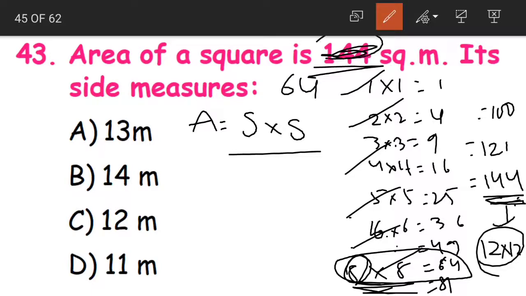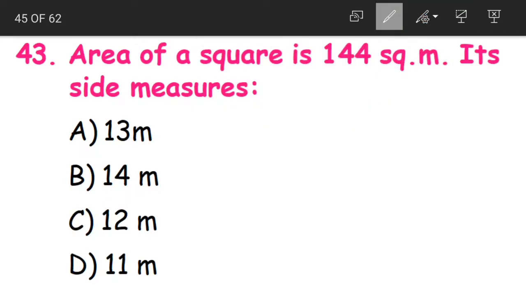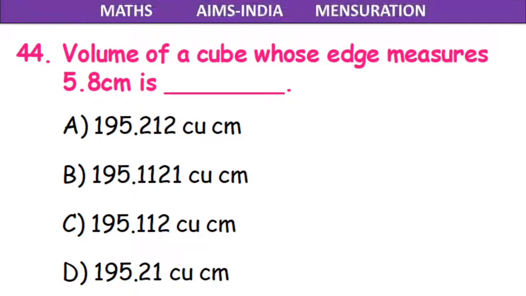Here it is given as 144. So the side of the square becomes option C, 12 meters. I hope this is clear. Question number 43. Next, question number 44.